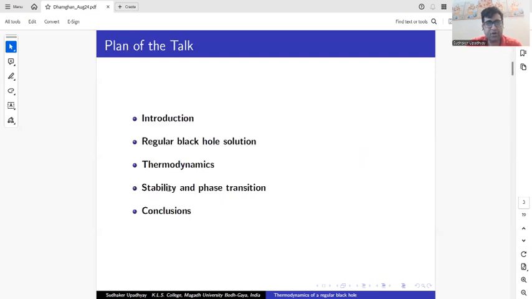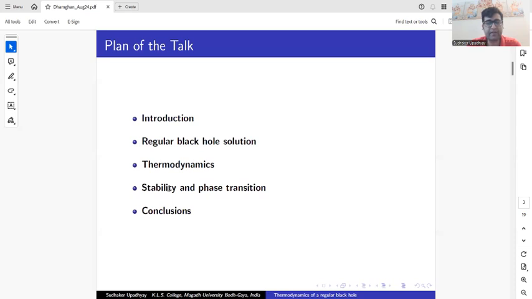The plan of my talk is as follows. First, I'll introduce the problem and discuss a newly constructed regular black hole solution. Then we study the thermodynamics of this newly obtained regular black hole solution. Further, I'll study the stability and the phase transition of this black hole solution. And finally, I conclude my talk.